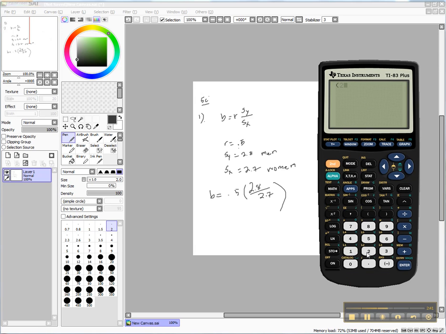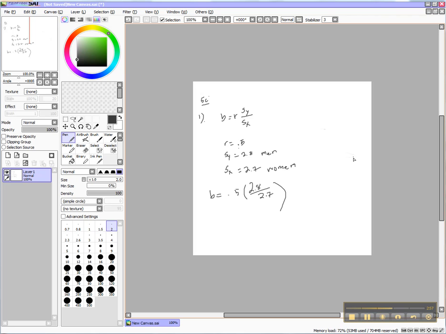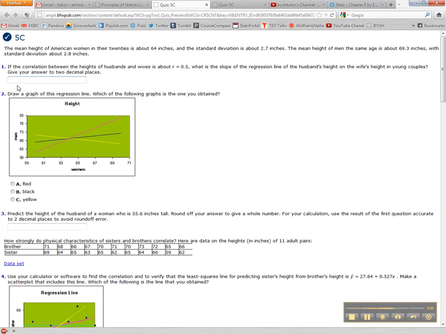First we'll go 2.8 divided by 2.7 times 0.5. Our answer is 0.518, which, if you round it off to 2 decimal places, which the question is asking you, it's 0.52. So going back to the question, the answer is 0.52. So that's how you do 5C number 1.